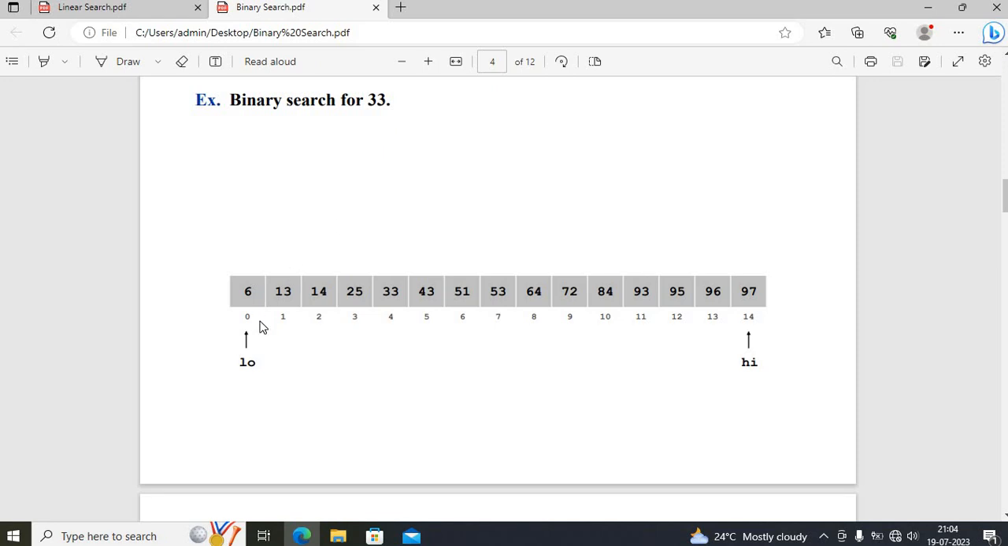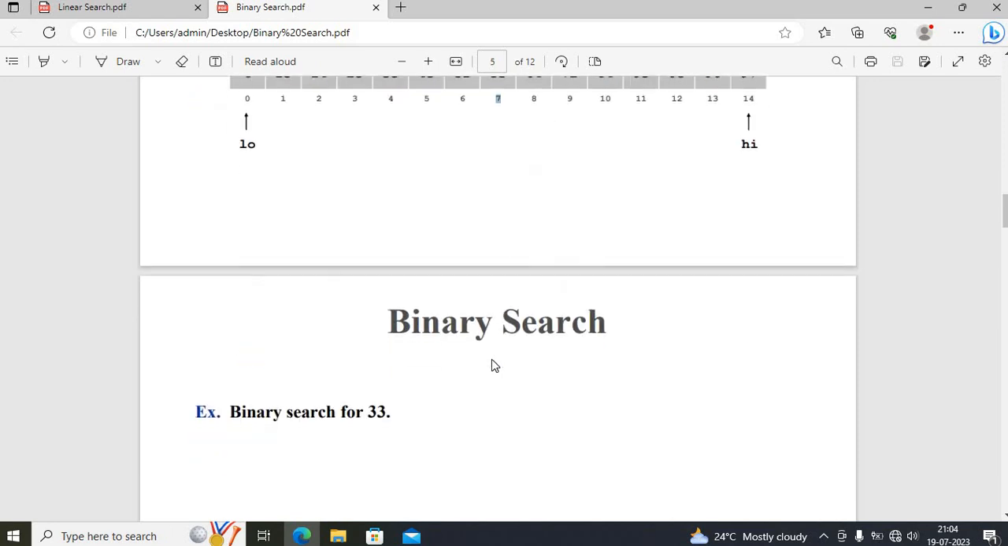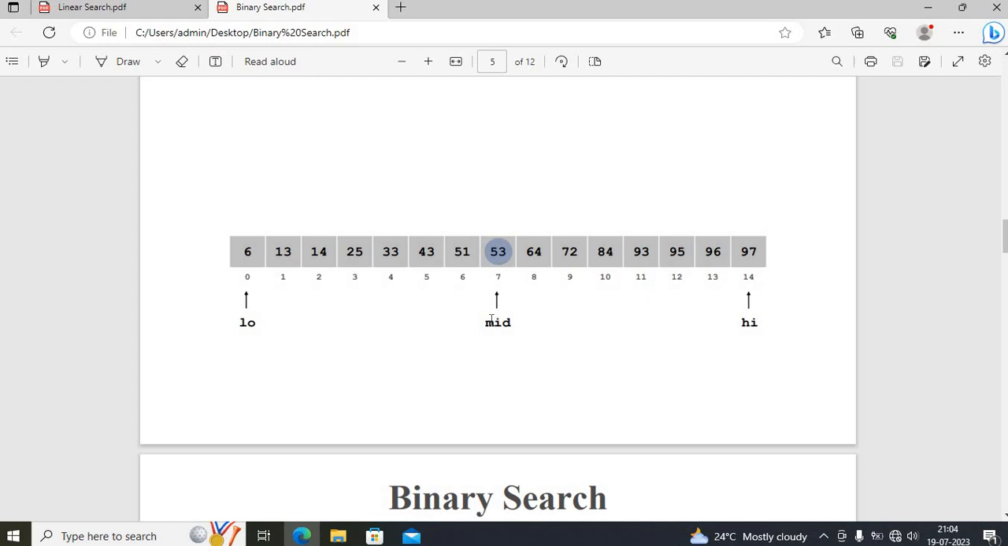First, let us start with the start index, that is 0. Call it as low, and take the last index, that is high. So low plus high divided by 2. In this example, 0 plus 14. 0 is the low index, 14 is the high index. So 0 plus 14 divided by 2 is 7. 7 is the mid position.